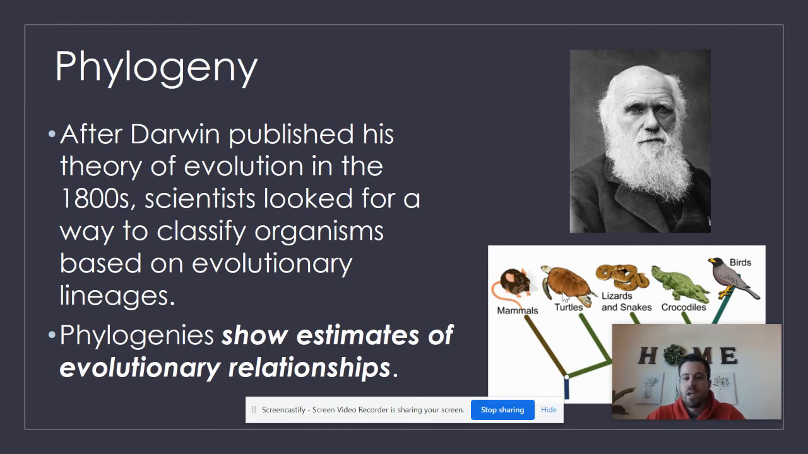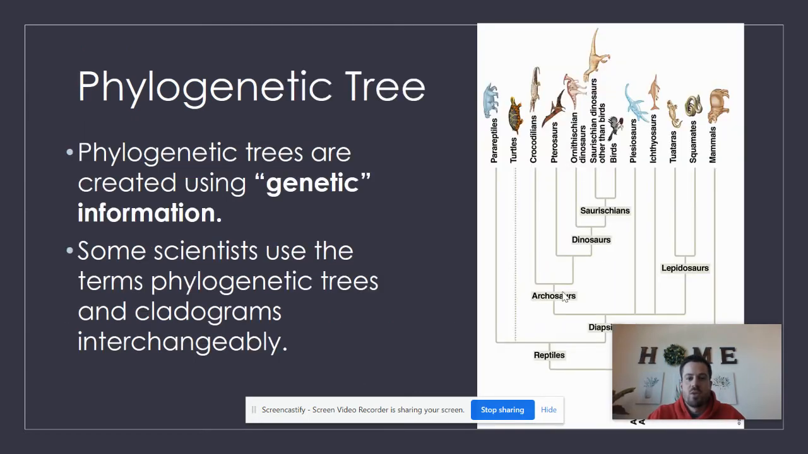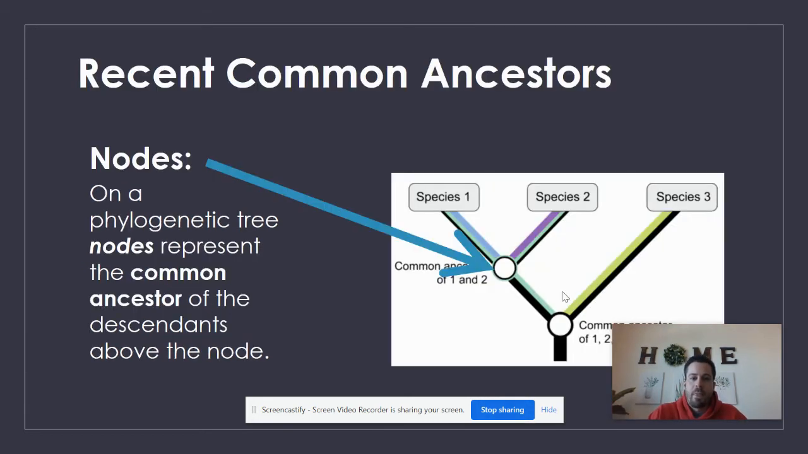So eventually, Charles Darwin came around and he came up with this amazing idea of evolution. And then scientists were like, hey, let's actually organize living things based on their evolutionary relationships. So that's where phylogeny comes in, and that was used to show evolutionary relationships. A phylogenetic tree is the same thing as a cladogram, except sometimes some scientists reserve this word specifically for an evolutionary tree that was made off of genetic information. Okay, so that's what that is.